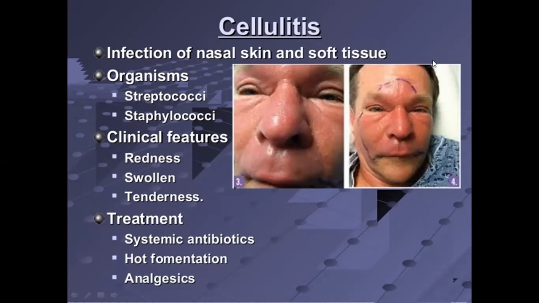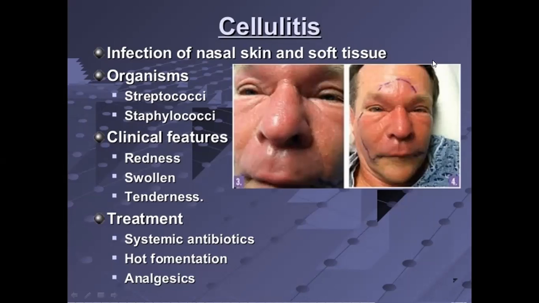So cellulitis, as the name indicates, itis is the inflammation, cells. The infection of skin around the nose and soft tissue, that infection is known as cellulitis. So what happens in cellulitis? Cellulitis is basically a bacterial infection. In this infection, there will be redness, all features of inflammation, pain, tenderness.